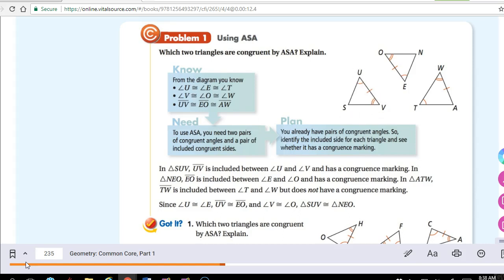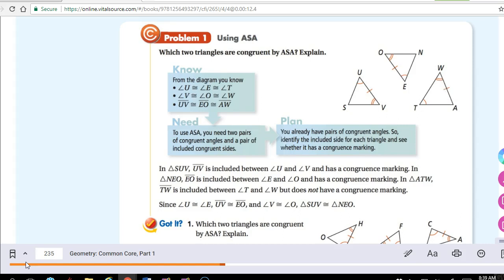the SUV or the NOE or the TWA, any one of those. To prove that triangles are congruent by angle, side, angle, you've got to have an angle and another angle and the side between. Just like the S is between the two A's, the side has to be between the two angles that are congruent. So here's an angle, a side, and an angle, but this side is not in between.